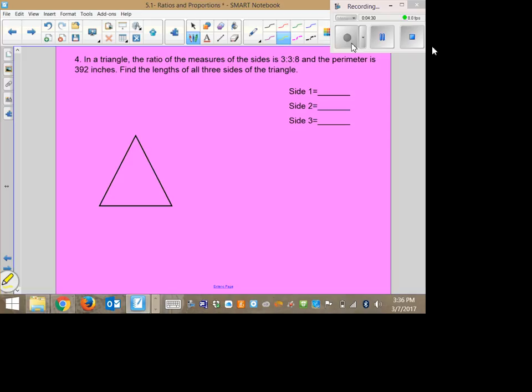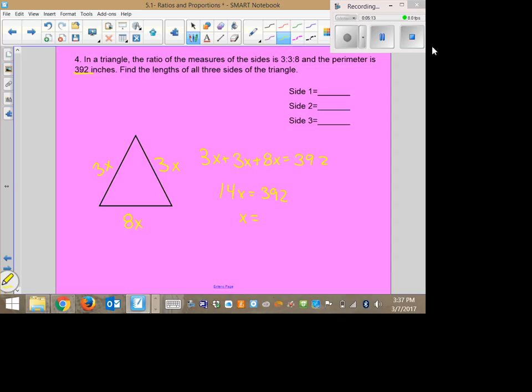Trying this one now, looking at the perimeter, we know that it says it's 392 inches all the way around, and we have that the ratio is 3 to 3 to 8. So we're going to call this side 3x, this side 3x, and the base here 8x. And we know that the sum of this has to be 392. So we can take 3x plus 3x plus 8x and set that equal to 392. Adding all of that together, we will get 14x equals 392.